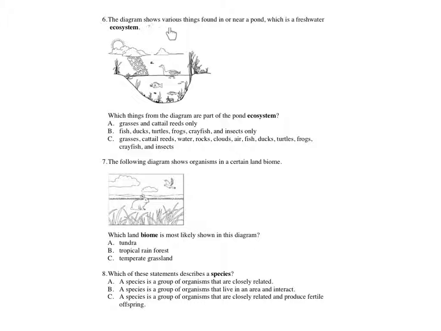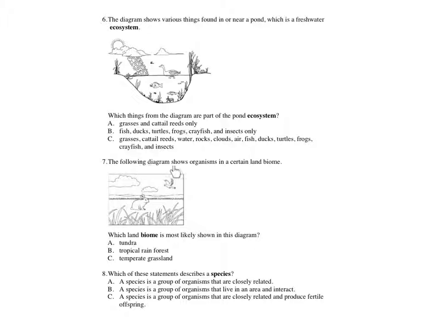Number 6. The diagram shows various things found in or near a pond, which is a freshwater ecosystem. Which things from the diagram are part of the pond ecosystem? A. Grasses and cattail reeds only. B. Fish, ducks, turtles, frogs, crayfish, and insects only. C. Grasses, cattail reeds, water, rocks, clouds, air, fish, ducks, turtles, frogs, crayfish, and insects.